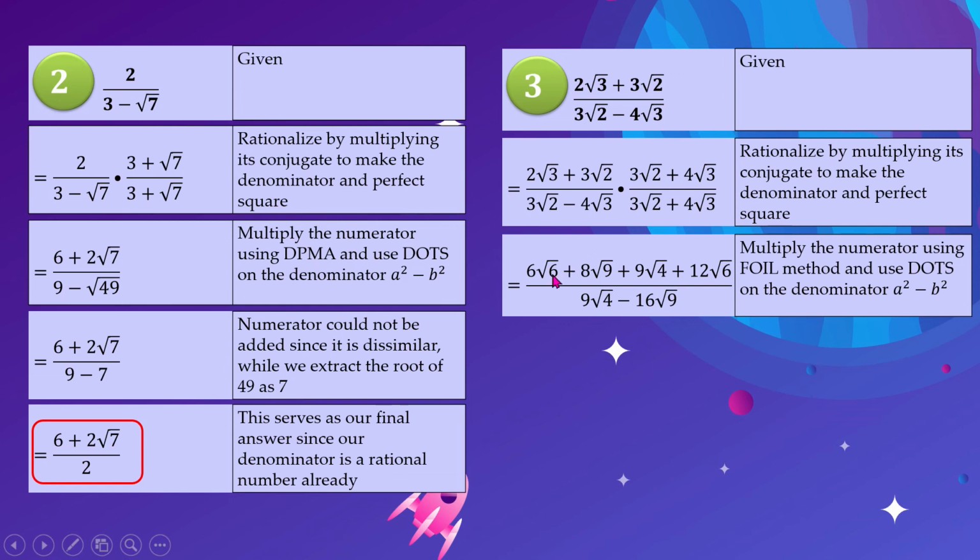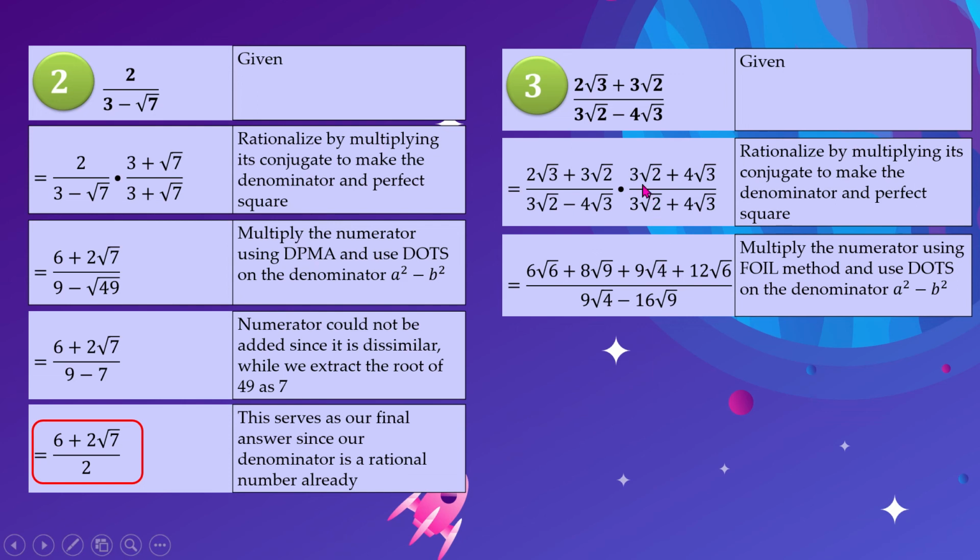3 times 2, 6. Next, outer is a kilid. 2 square root of 3 times 4 square root of 3. So, 2 times 4 is 8. 3 times 3 is 9. Next, FOIL, inner, is igtunga. 3 square root of 2 times 3 square root of 2. 3 times 3 sa gawas, 9. 2 times 2 sa sulod, 4.